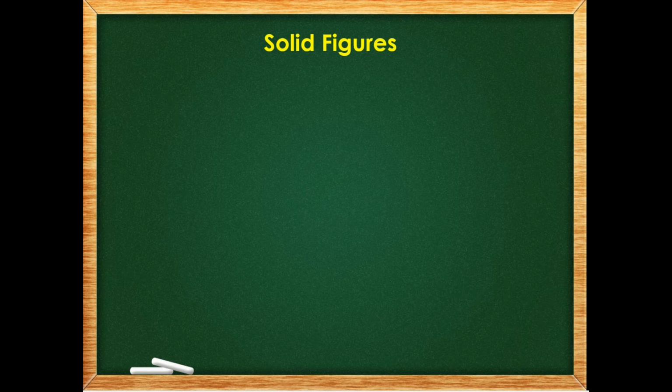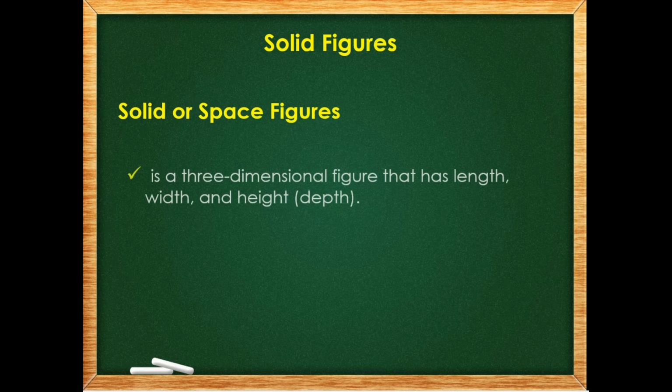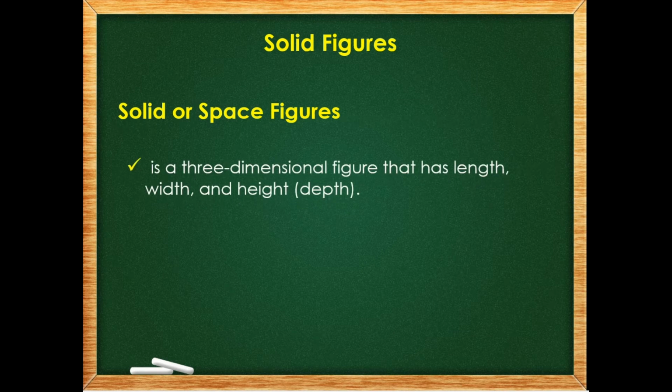This time, let's talk about another type of figure, the solid figure. Solids are also known as space figures. A solid or space figure is a 3-dimensional figure that has length, width, and height. It has faces, edges, and vertices. A solid figure can be touched and thus occupies space. That's why it is called a solid or space figure.